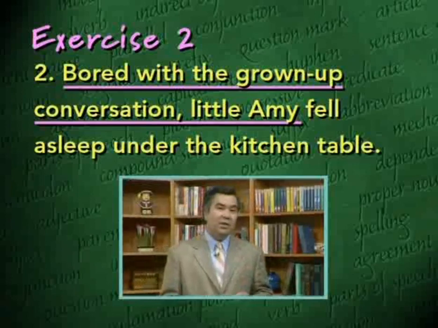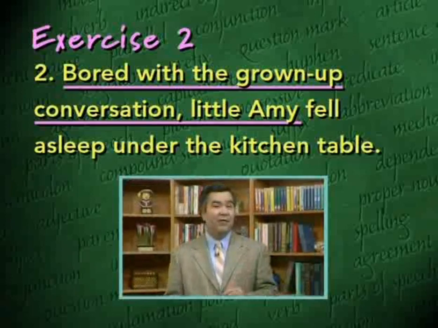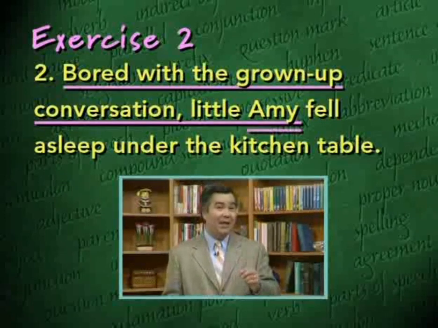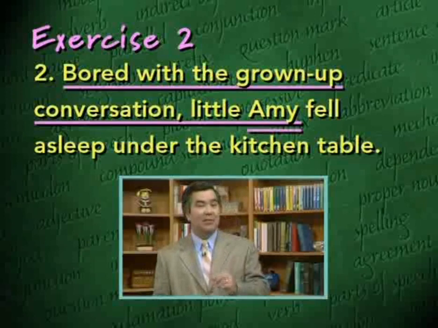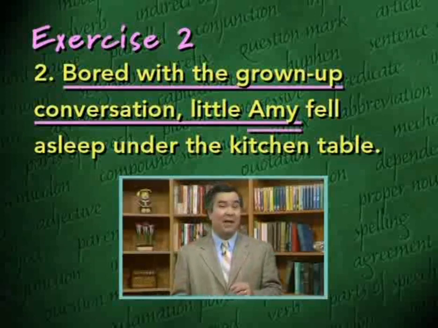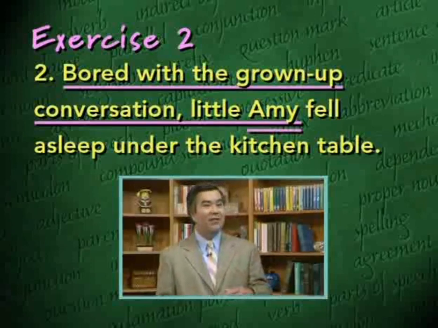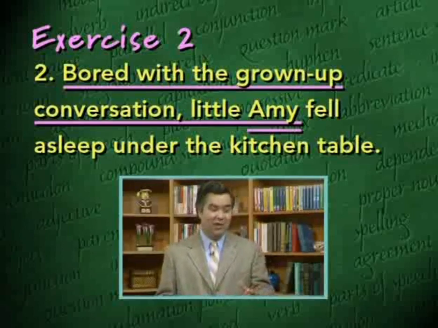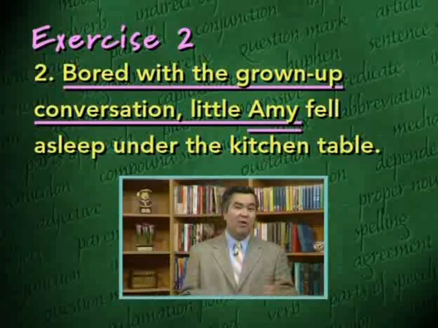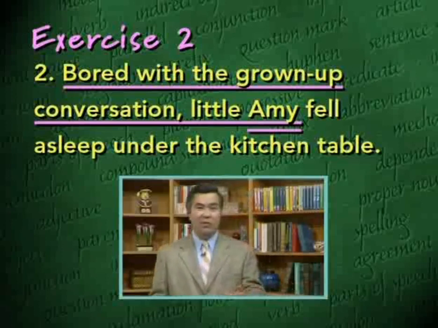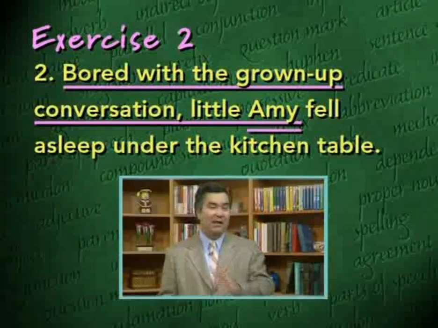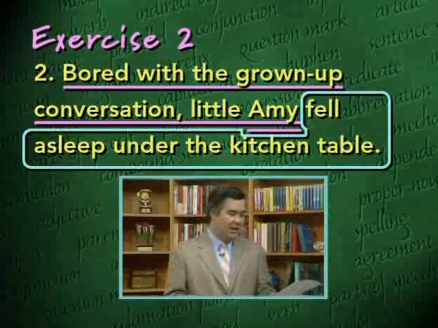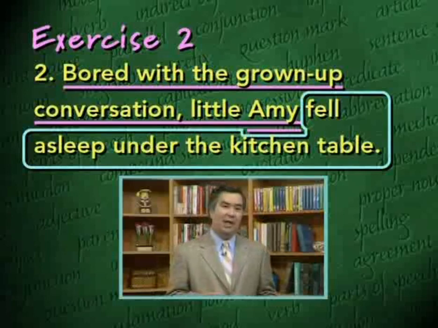What's the single most important word here? Did you identify one word as the simple subject? The answer is Amy. Amy is the simple subject. That's basically what the sentence is about. All the other words here give us more information about Amy. The other words tell us that Amy is little and that she was bored with the grown-up conversation. So all those other words give more information about the simple subject, Amy. The rest of the sentence is the predicate. Fell asleep under the kitchen table.